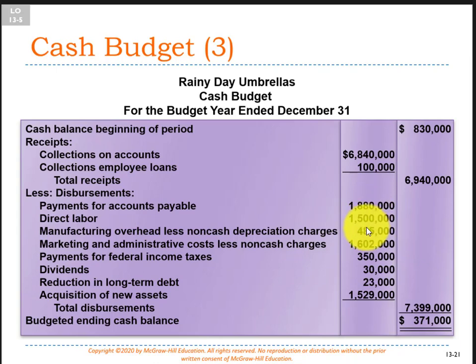Payments for accounts payable, direct labor, manufacturing overhead. Where's that coming from? Our earlier budgets, right? Where we developed what we need to make our product. Remember, direct labor and how much we pay for it is going to be dependent on what we're producing, not on what we're selling. All right? Because we may be building up inventory or not, but the people are getting paid based on them coming to work and producing. All right?